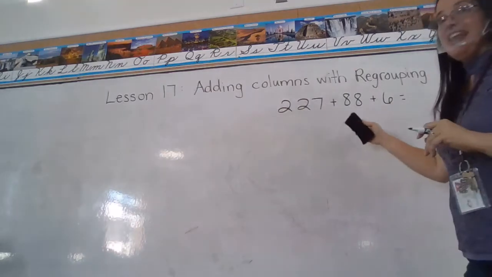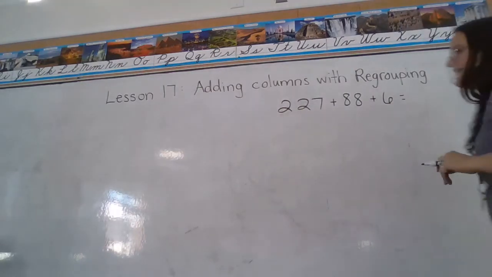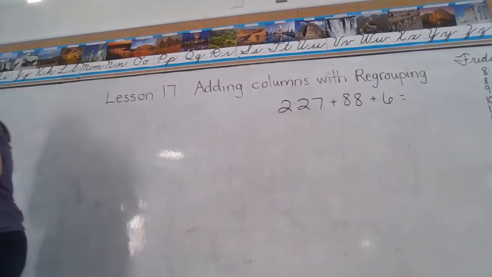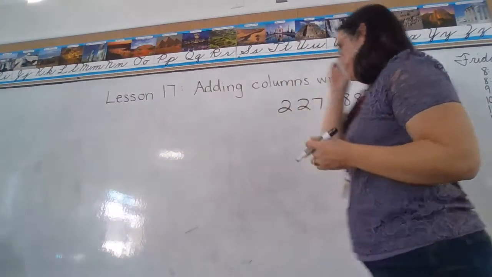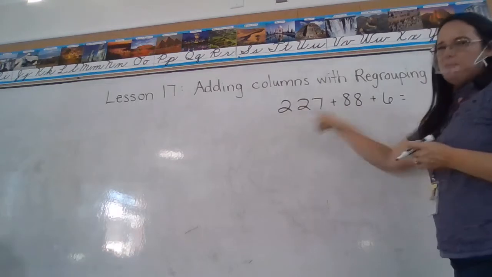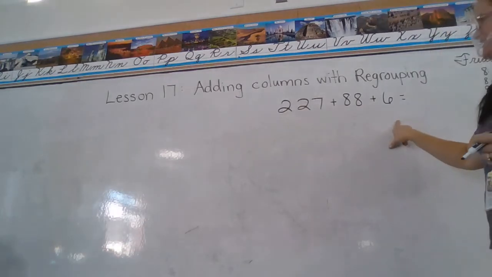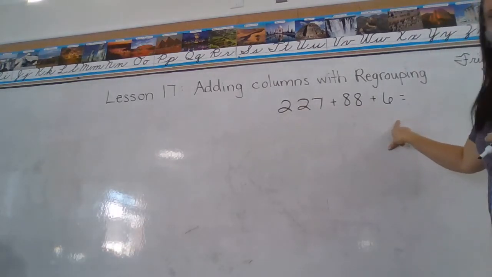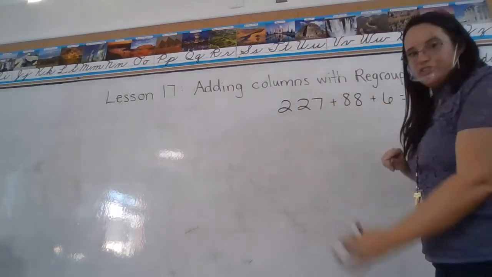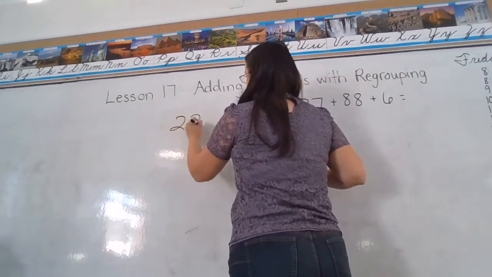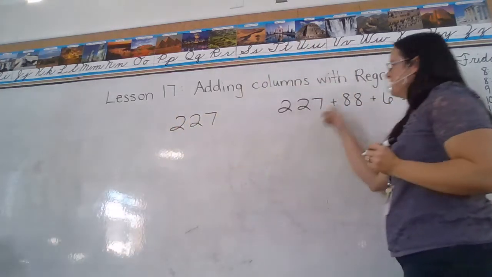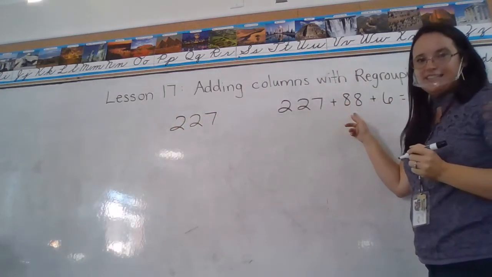Take a look at our next example. Our next example is not a word problem. So they just want us to add these 3 numbers. But they wrote it horizontally, which isn't really going to help me very much. I want to write them vertically, right on top of each other. So I'll start with 227. It's my biggest number. And then I'm going to add 88.